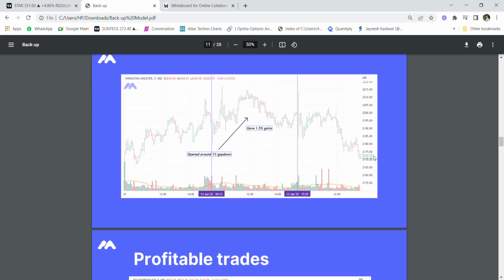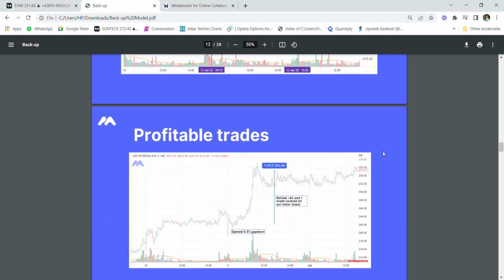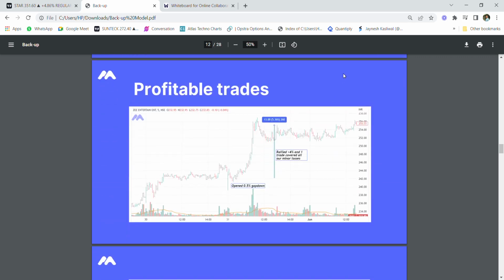Now, as you can see in the example here, Hindustan Unilever opened around 1% gap down and moved around 1.5% up on that particular day, right, and then moved sideways. So you will see that there are a lot of stocks that open gap down and then move back to the moving averages.